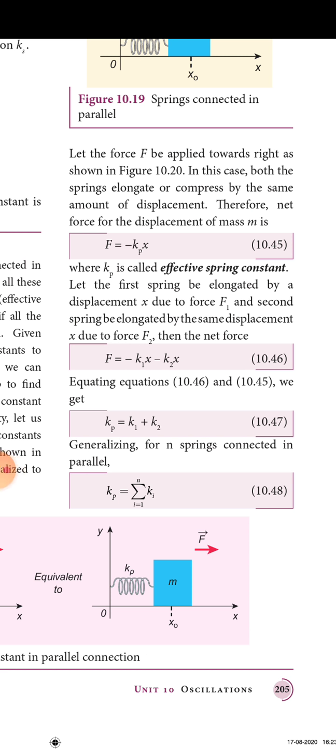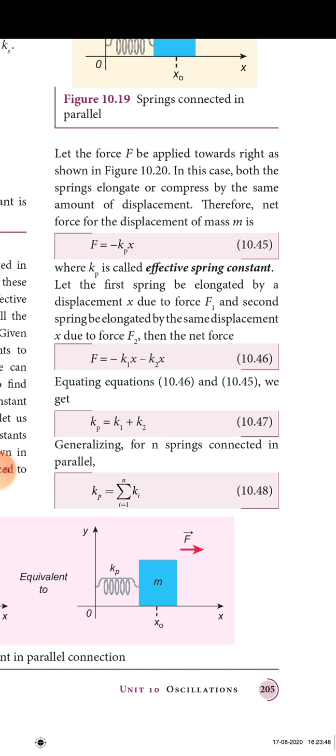Equations 10.45 and 10.46: both left-hand sides are the same, so we equate the right-hand sides. In equation 10.46 we take the common negative sign outside, so we get minus (k1 x plus k2 x). Equation 10.45 also has the negative sign, so the negatives cancel each other, and we get kp equal to k1 plus k2. The common term x also cancels.